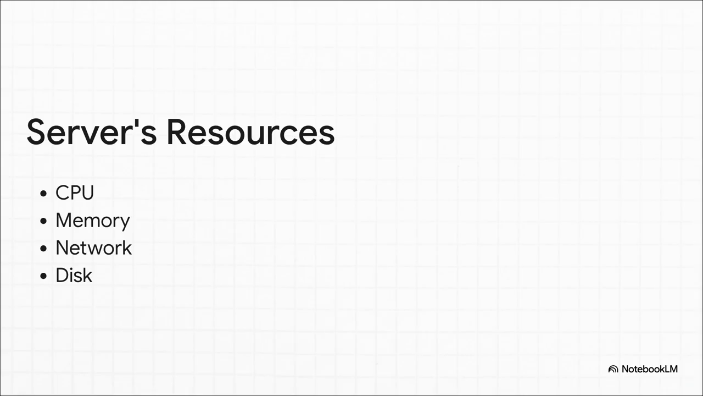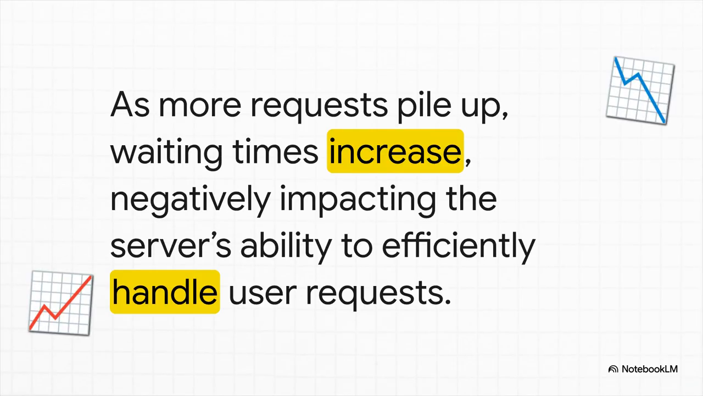Well, those resources get pushed to their absolute breaking point. And this right here, this is the classic bottleneck. It's kind of the paradox of success, isn't it? The more people love your app, the slower and more painful it becomes to use. Requests start piling up, wait times shoot up, and that amazing user experience you built, it just evaporates. The system that was once lightning fast is now just frustrating.